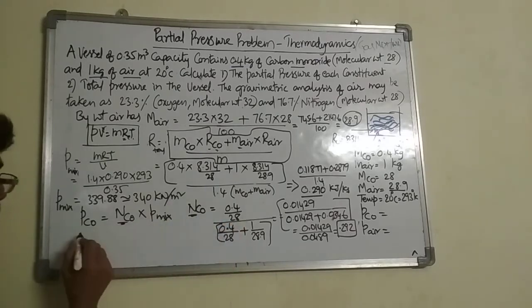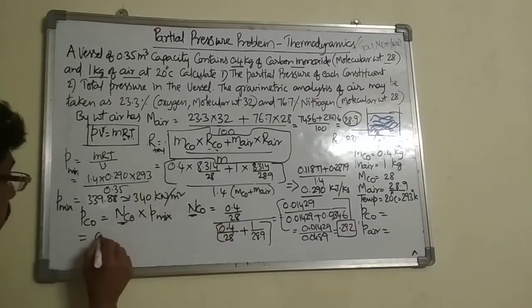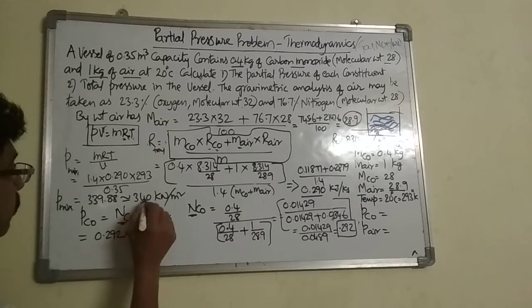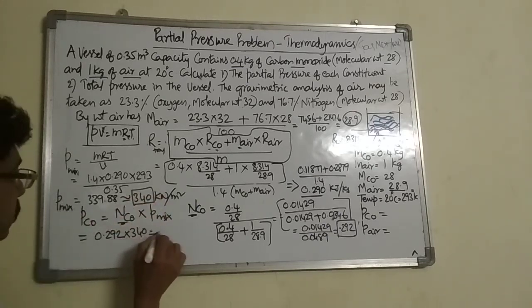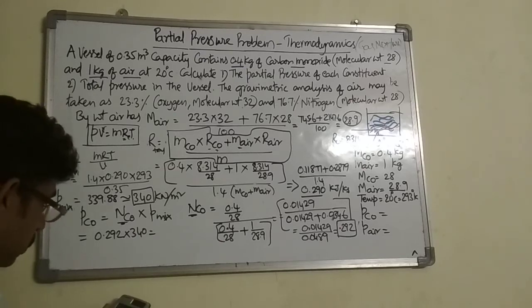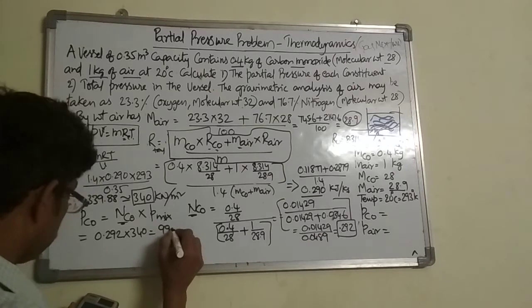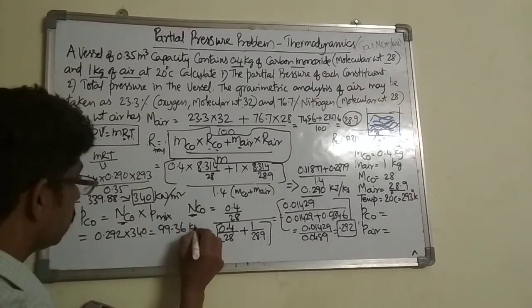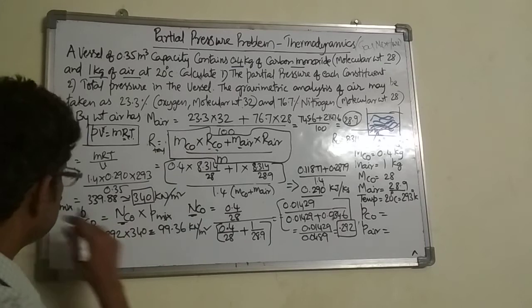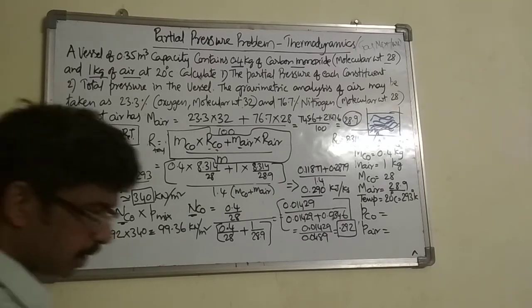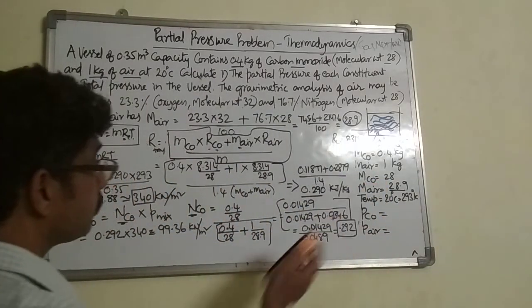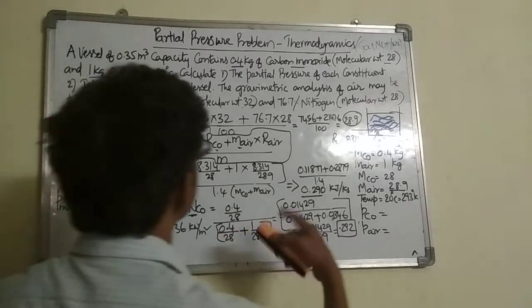So if you substitute that here, 0.292 into the full pressure of this mixture, which is 340, you will get about, so the partial pressure is about 99.36 kilonewton per meter square. So this is the partial pressure of the carbon monoxide in the whole mixture. So similarly, we can calculate the partial pressure of air in the whole mixture.